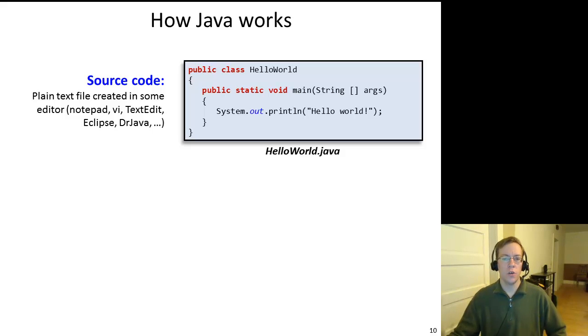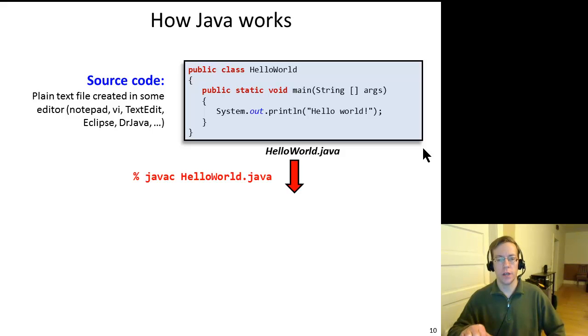And it's human readable, and you can kind of see the structure here, and you can see the bit that prints out Hello World here. And it's stored in a file. And in Java, we're going to always use a .java extension to tell us that it's a Java source file. All right. This is the first step. First, you write this source code using whatever text editor strikes your fancy.